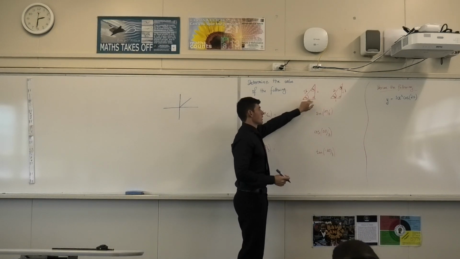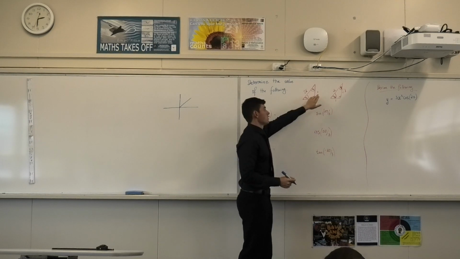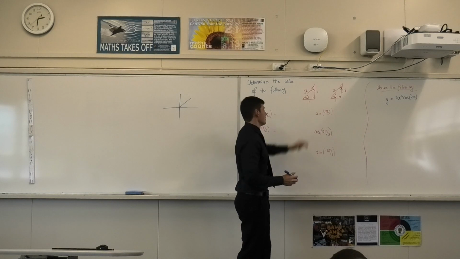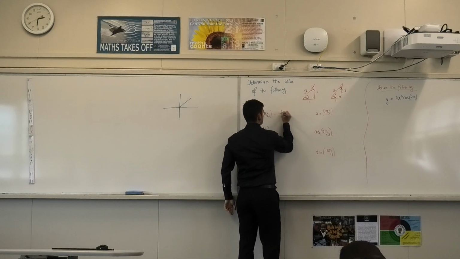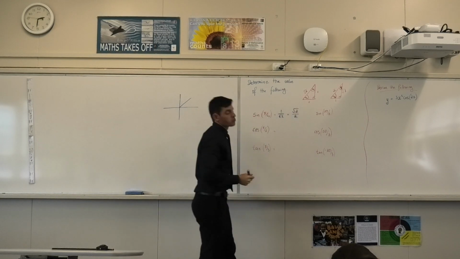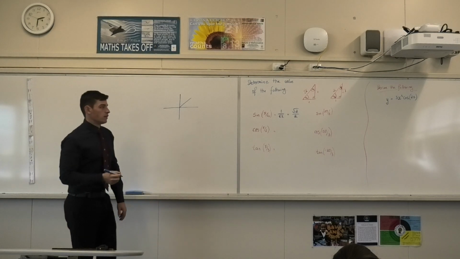So I'm going to pick one of these angles. I'm just going to pick this one here. My opposite is? 1. Adjacent, hypotenuse is? Root 2, so it's 1 on root 2, correct? Which I can represent as? Root 2 over 2. Just be aware of that. Are we happy with that?